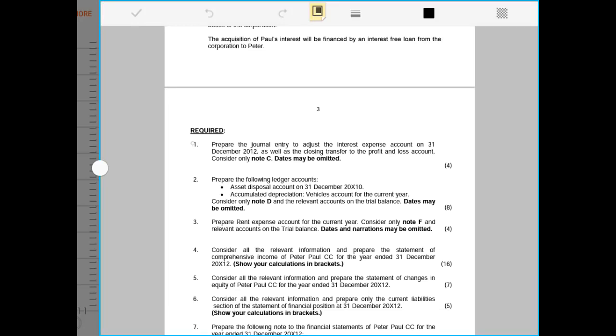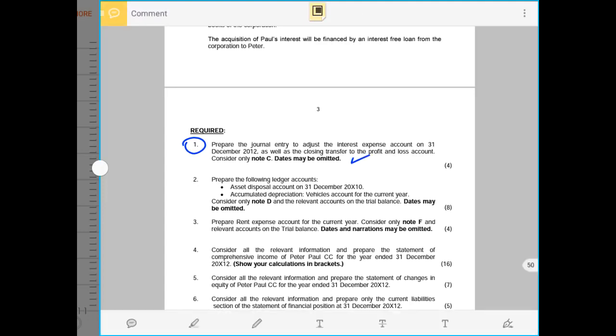Then we have the first requirement, number 1, that says prepare journal entries to adjust the interest expense on the 31st of December 2012, as well as the closing transfer to the profit and loss account. Consider only note number C, dates may be omitted. So now I will definitely do that.